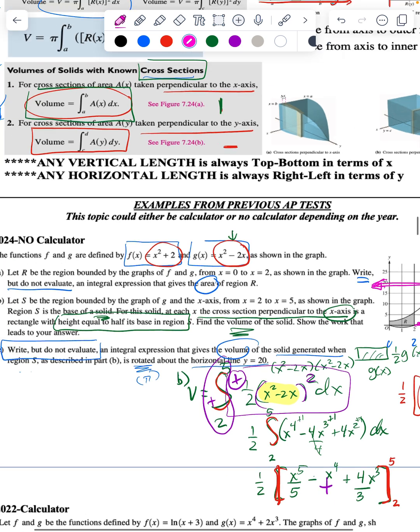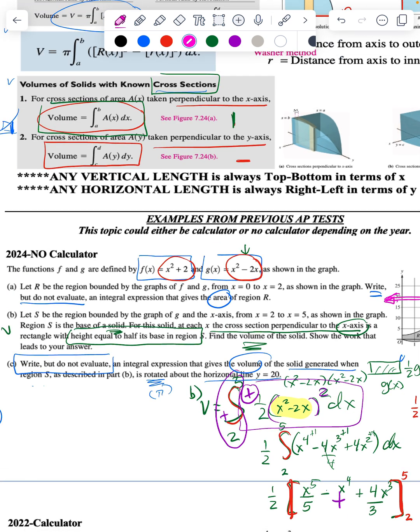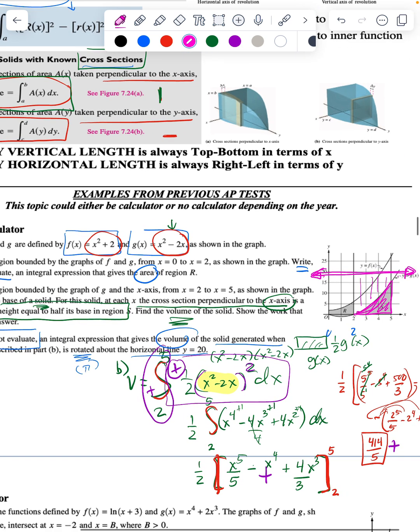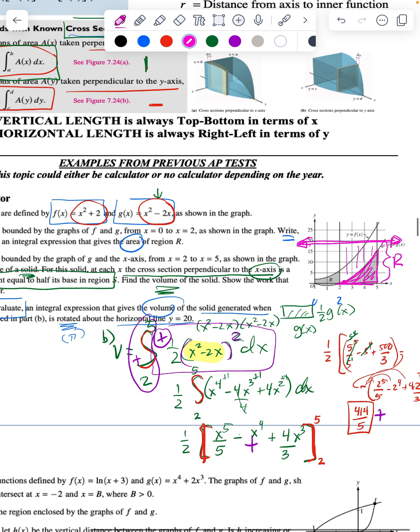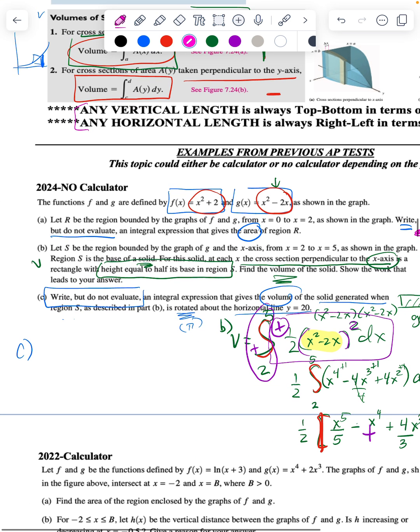So let's remember, when we have these, we're looking at how far away for big R. So if you look at this as big R, this entire big R is 20 away from this line because this is the axis and this is 20. So in this problem, my big R is going to be 20.